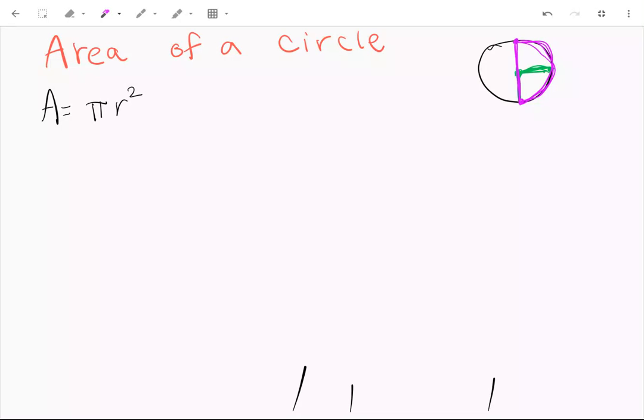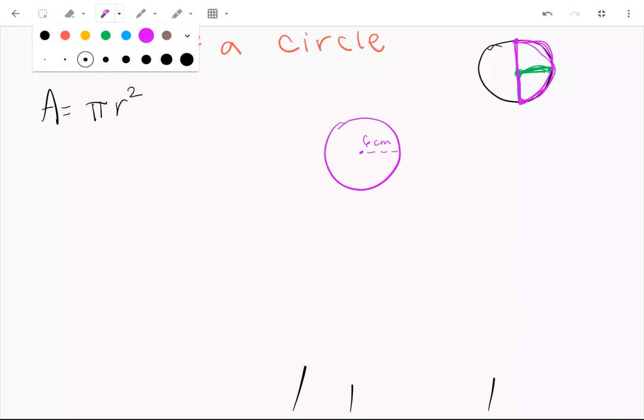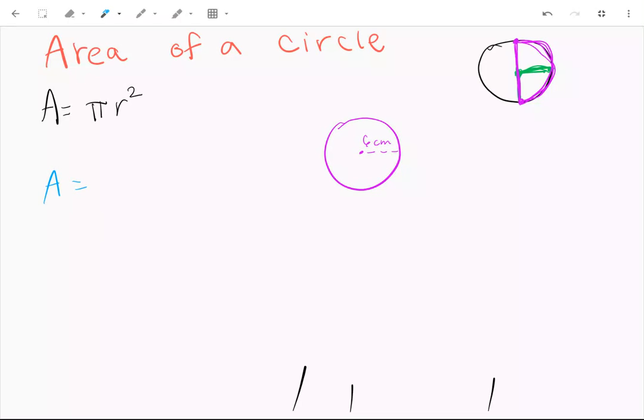So let's just say we have a circle here and they give us the radius of the circle and they say it's 6 centimeters. Okay, so it's really easy. They give us the radius, so all we have to do is just plug it into our formula. So we said area is equal to pi, which we can represent as 3.14, and it's pi r squared. So we need to square our radius, so 6 squared.